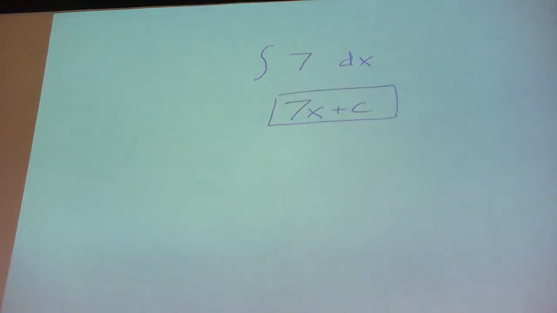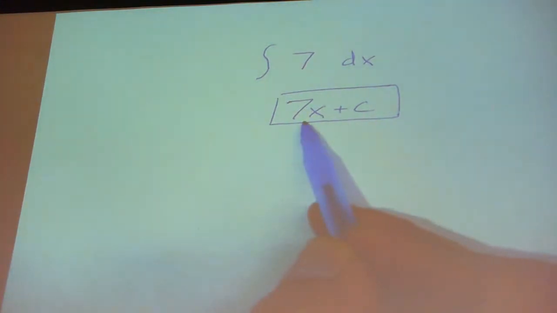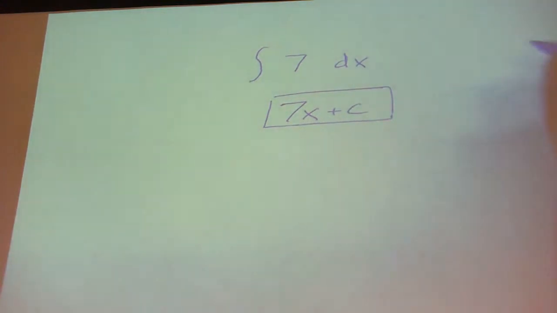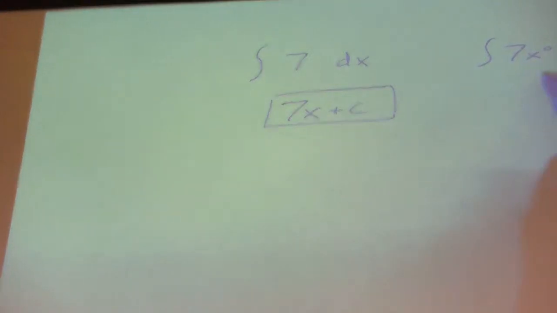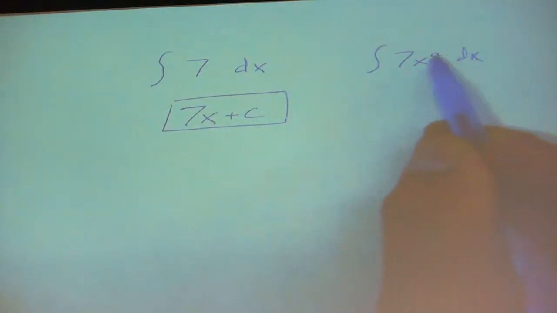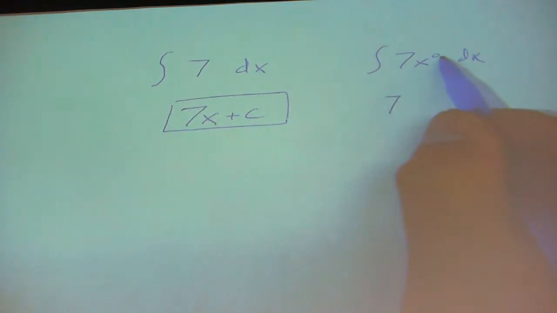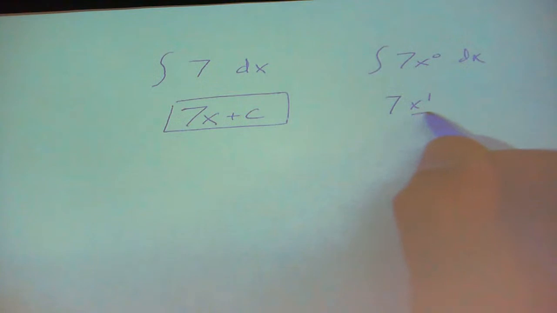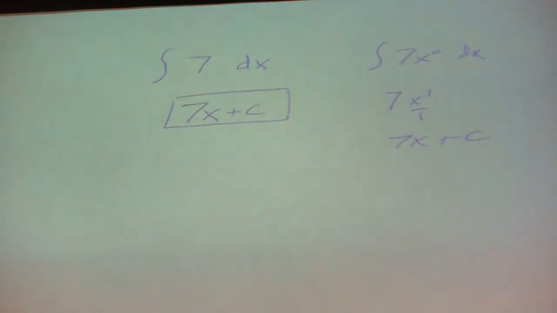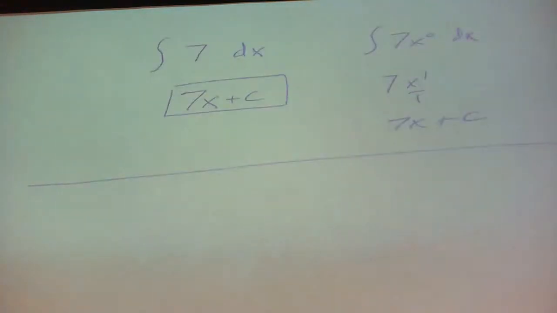Okay? If you want a better explanation, because again, one explanation is take the derivative of 7x, you get 7. That's how you check all of them. Another way to explain it is I don't have a variable here. So what if I call it x to the 0? Okay, go through your steps. The 7 stays in front. Add 1, divide by it. 7x plus c. So that's another way to look at it. So what's the integral of any number? It's that number x. Don't forget the plus c. Okay? Next one.